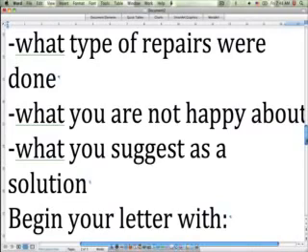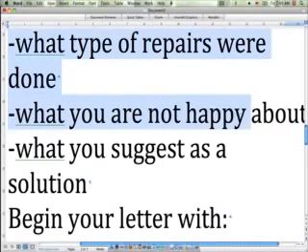Now, as you know, a letter has three basic paragraph parts to it. The first being the purpose of your letter. So in our letter, we're going to write perhaps something like, "I am writing to you because of some repairs that were recently done at my house." The second paragraph describes the situation in some detail. So this is the area that we're going to cover, this section, what type of repairs were done, and this section, what you're not happy about.